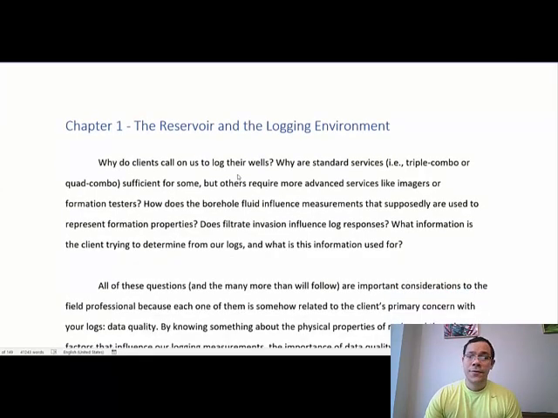So the first question is, why does any company call a wireline logging company? Actually, it is to get information to know whether or not they will be able to get hydrocarbons to surface. But in some instances, companies just require basic services like a triple combo. Sometimes they ask for a quad combo, and on many other occasions they require what are called special services like formation tester, magnetic resonance tools, etc.